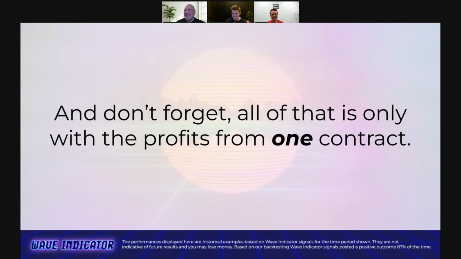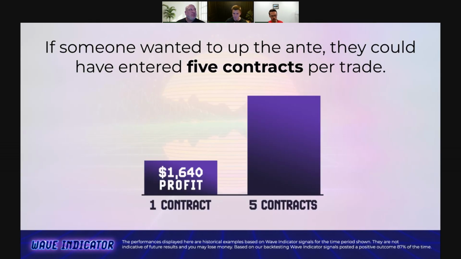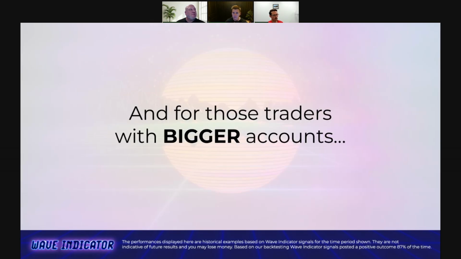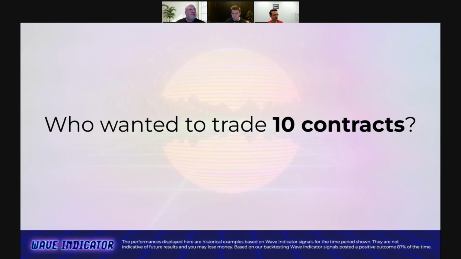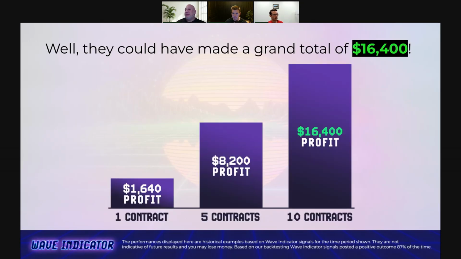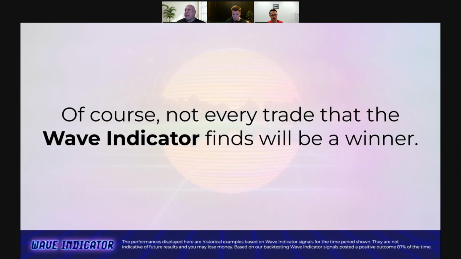Right? And don't forget, all of that's only with the profits if you just traded 1 contract. If someone wanted to up the ante, they could have entered 5 contracts per trade and walked away with $8,200 profit. And if you do have a bigger account and you really want to increase the lots and trade 10 contracts, well, now you're looking at a grand total of $16,400.